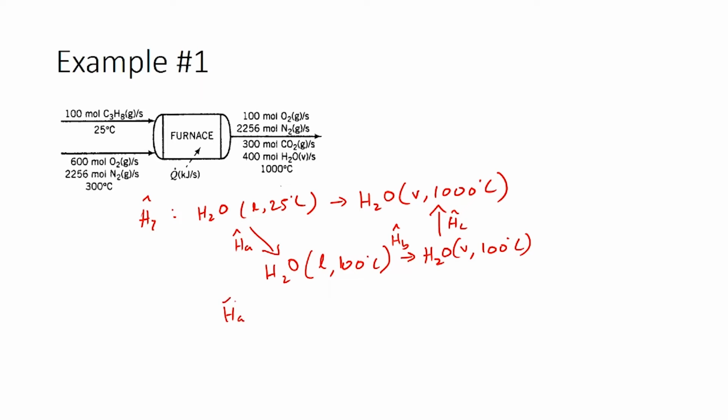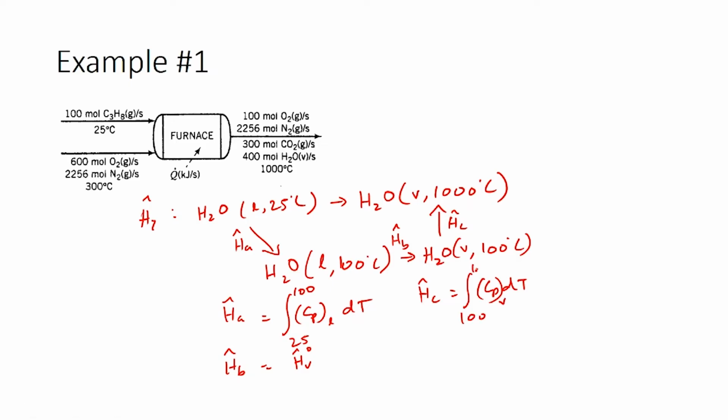HA cap would be the integral of Cp of water liquid dT going from 25 to 100. HB cap would be equal to the standard heat of vaporization for water, and HC cap would be equal to the integral of Cp dT, where Cp is for water vapor, from 100 degrees Celsius to 1000 degrees Celsius. So, your H7 cap would be equal to HA cap plus HB cap plus HC cap.